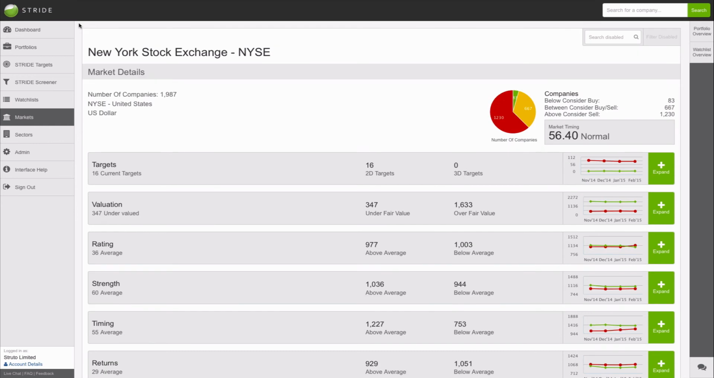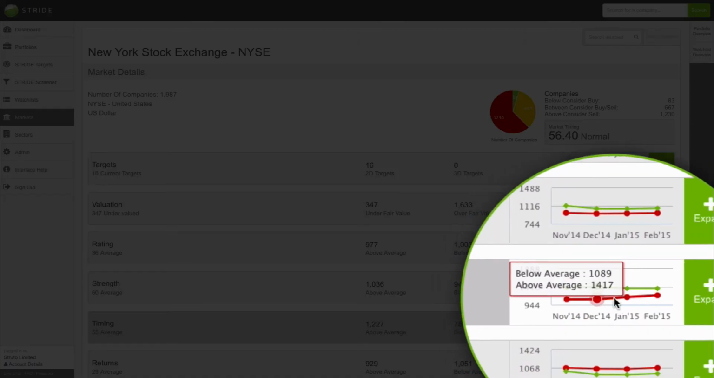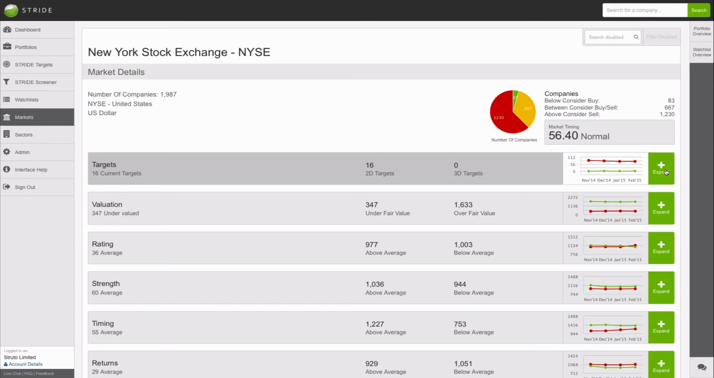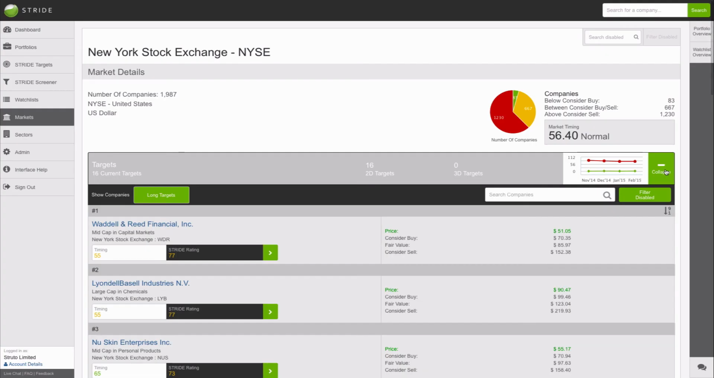Back to the NYSE, and we can see the opposite happening. The gap between the numbers of over and under average timing scores narrowing in negative correlation to the activity in Tokyo. Click on any company name to open its detailed analysis and add it to a watch list.